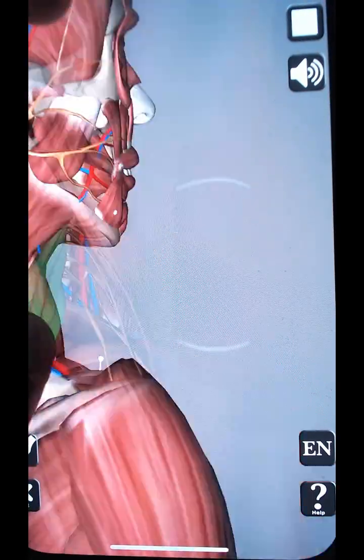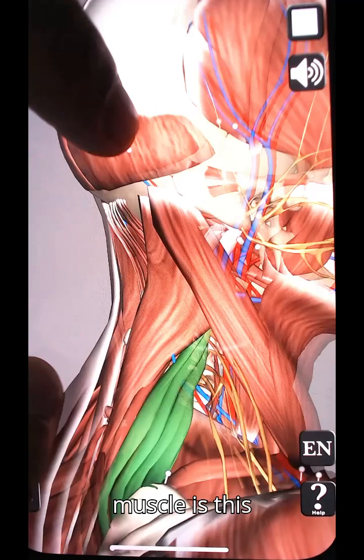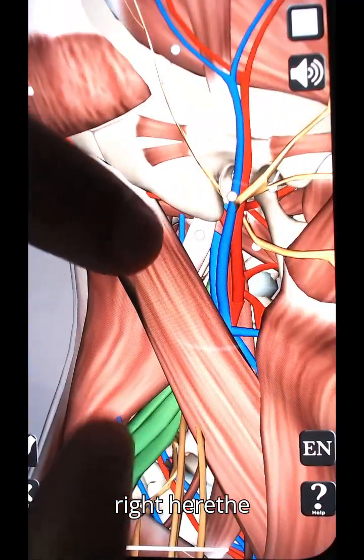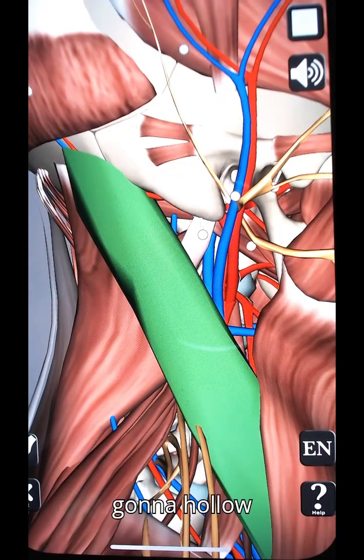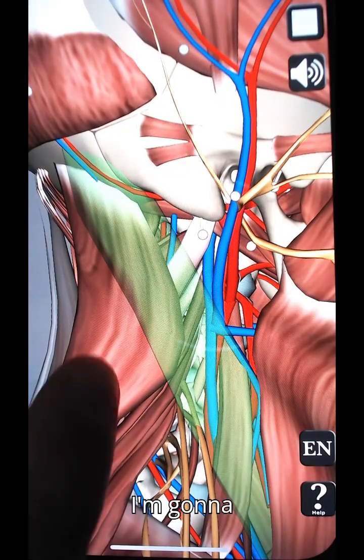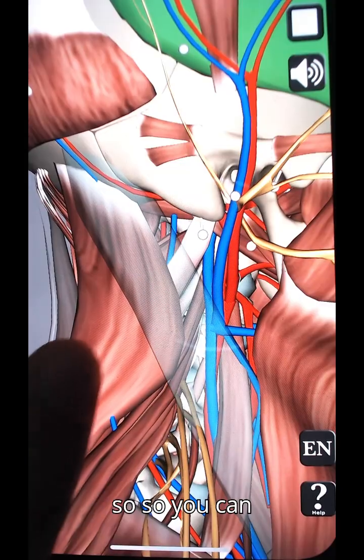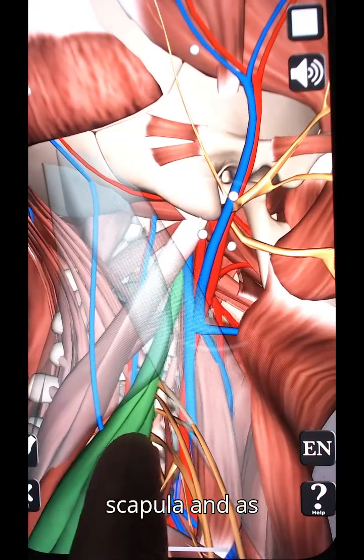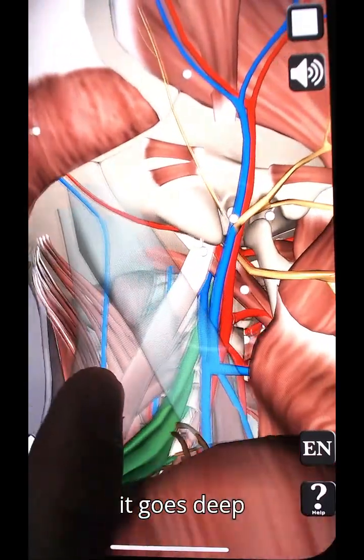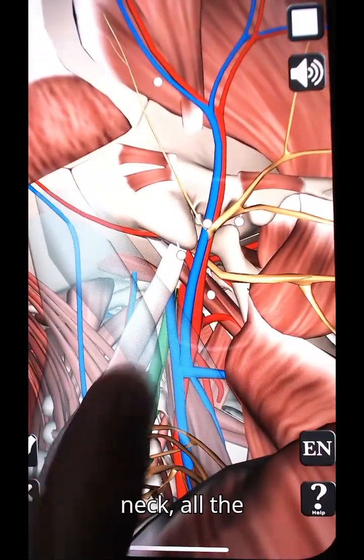But what's more important about this muscle is this right here: the amount of nerve tissue that's there. I'm going to hollow this out real quick so you can get a better view of what this looks like. And that's that levator scapula. And as you can see, it goes deep into that neck, all the way deep into there.